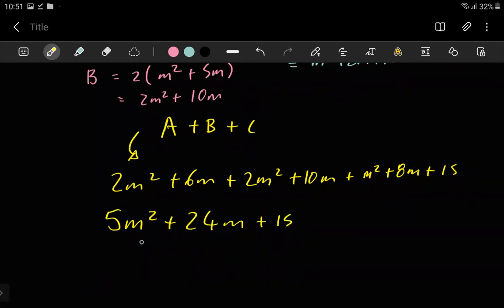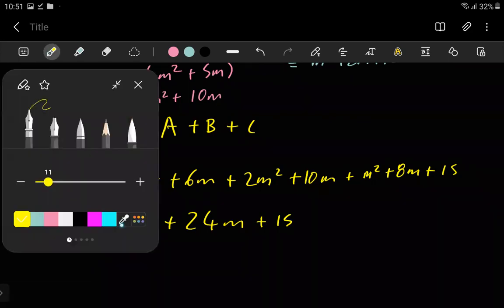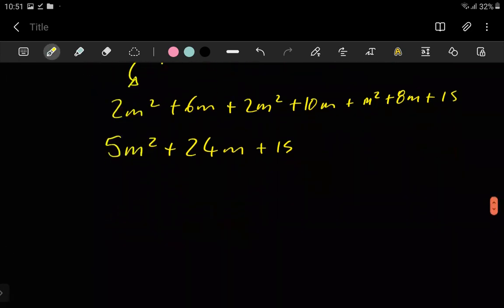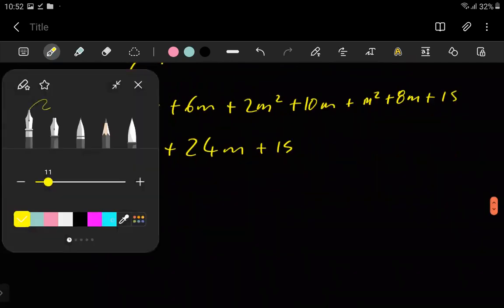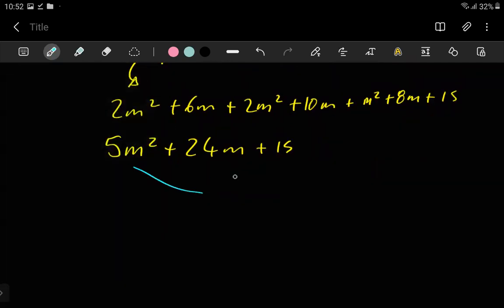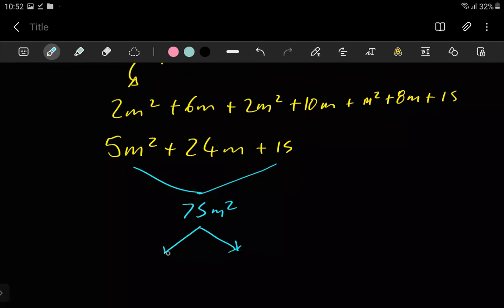And then from here, we could try to factorize, maybe. You can always look at trying to do it via grouping. So the first thing is you want to multiply these two. 5 times the 15, that's going to be 75. And then you want to split the 75 into factors that will give you a 24.